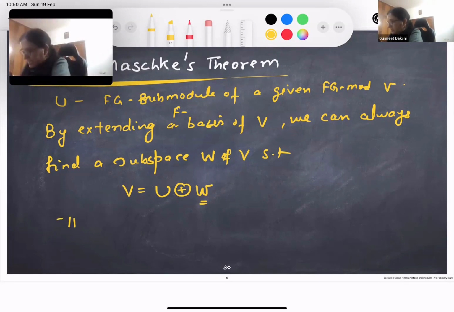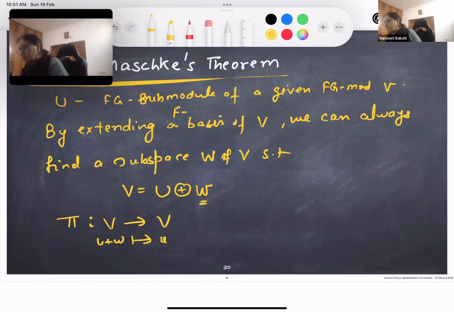So you look at the projection from V to V: an element of V is uniquely written as U plus W because of the direct sum. And so I project this on the first component, which is U. This is an F-linear map because this decomposition is a decomposition into F subspaces. So this map is F-linear. Now I will produce an FG linear map, which means an FG homomorphism, as follows.